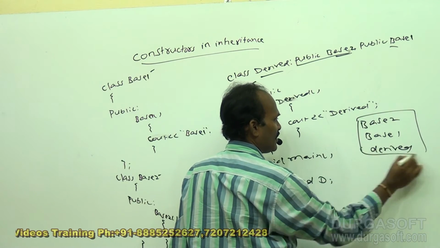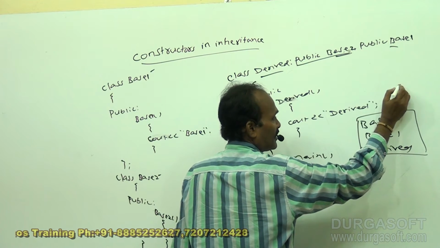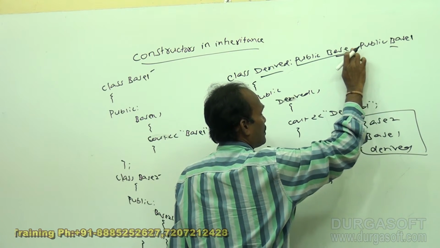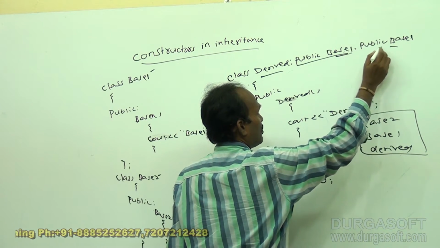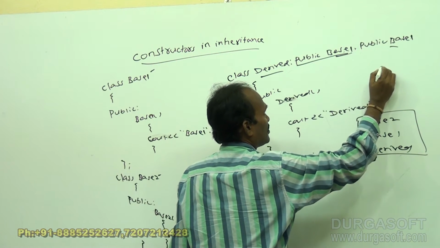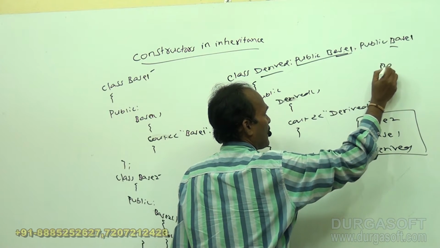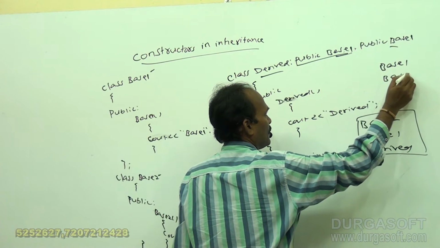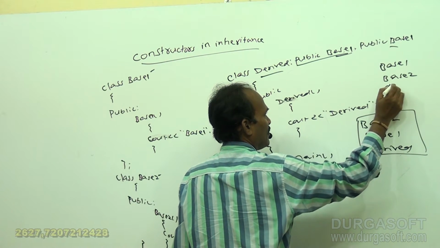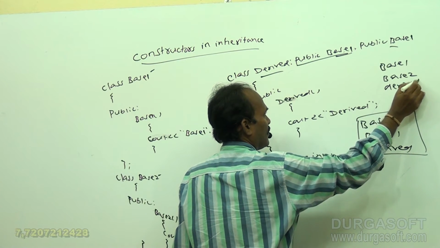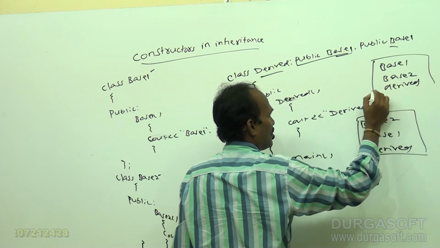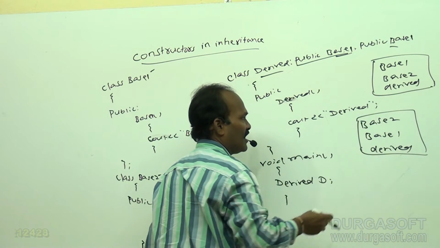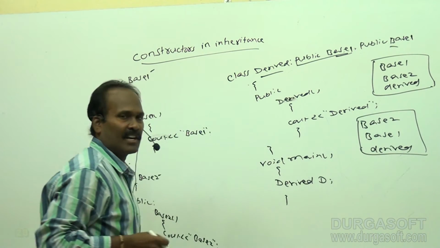In the previous example, base 1, base 2, derived, the output was base 1, base 2 and derived. First the base class constructors, all of them, next the derived class constructor.